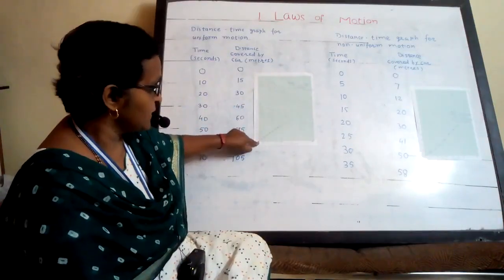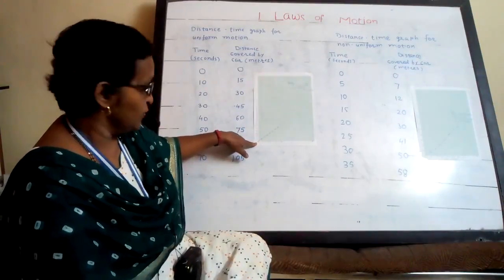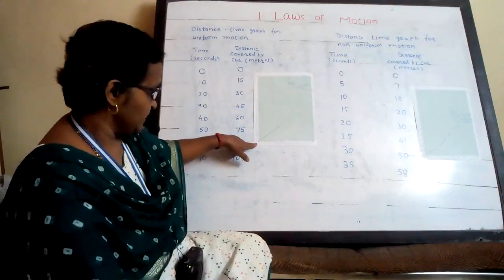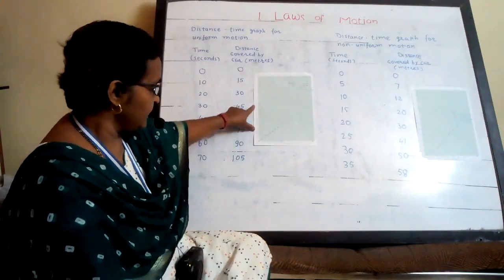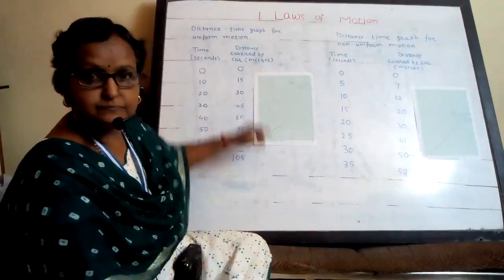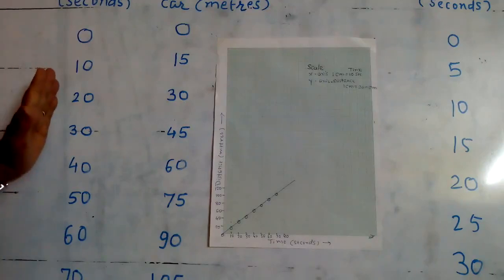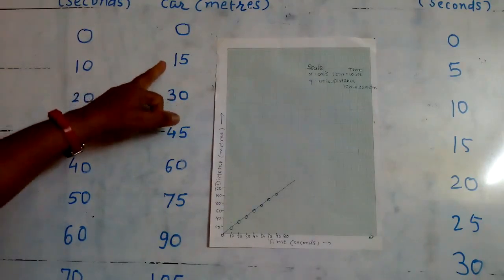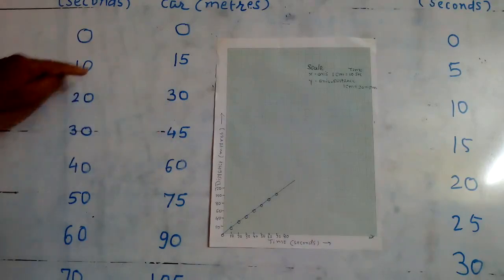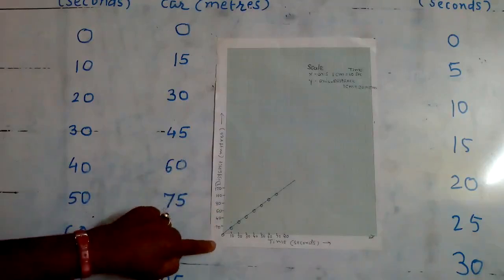I have drawn the graph with the help of pen because it should be visible to you. But in the examination, you have to draw the graph with the help of pencil. Now, see on the x-axis. You can see the same time interval is there. The difference is of 10 seconds. And here, the car has covered in each 10 seconds 15 meter distance. You have to plot the graph in this way.